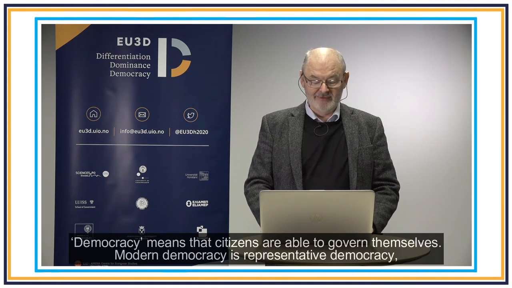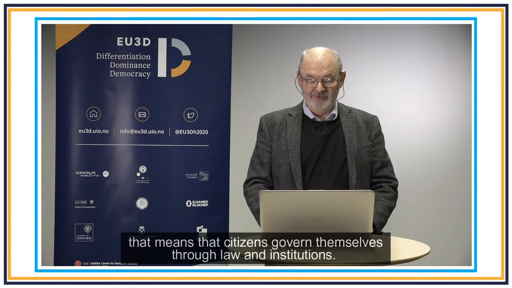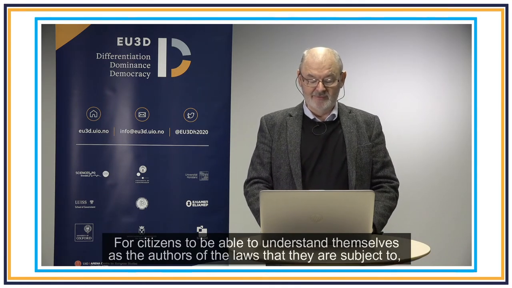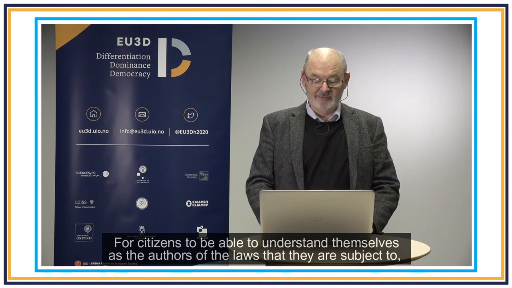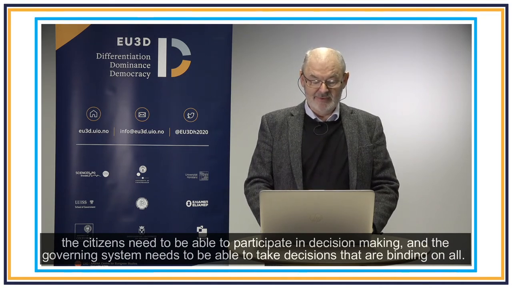Democracy means that citizens are able to govern themselves. Modern democracy is representative democracy. That means that citizens govern themselves through law and institutions. For citizens to be able to understand themselves as the authors of the laws that they are subject to, the citizens need to be able to participate in decision-making, and the governing system needs to be able to take decisions that are binding on all.